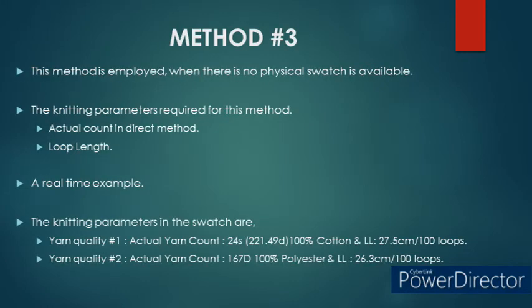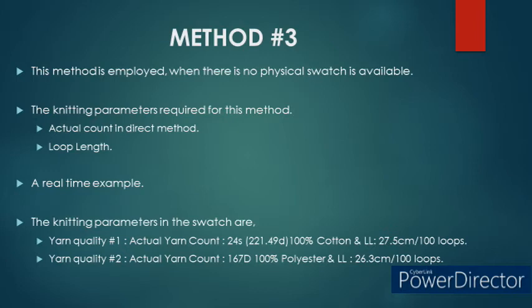Method 3. Even this method will be employed when there are no physical swatches available and only the knitting parameter details are available. In this method, yarn percentage contribution can be calculated using the knitting parameters like number 1, the actual yarn count in direct method. If the yarn count is in NE, English count, it needs to be converted into direct count in denier or tex. Number 2, loop length.